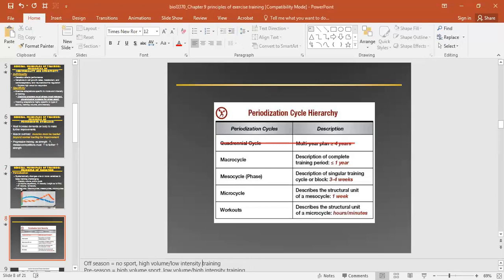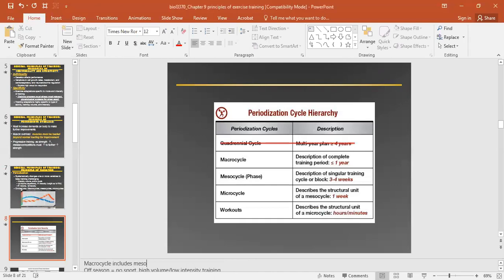So this macro cycle is made up of an entire year for an athlete, and it includes the off season, the preseason, season, and competition or postseason. So in that macro cycle, all of these are included. Then we break the macro cycle into mesocycles. Think phases, and they are typically 3 to 4 weeks, but that depends.